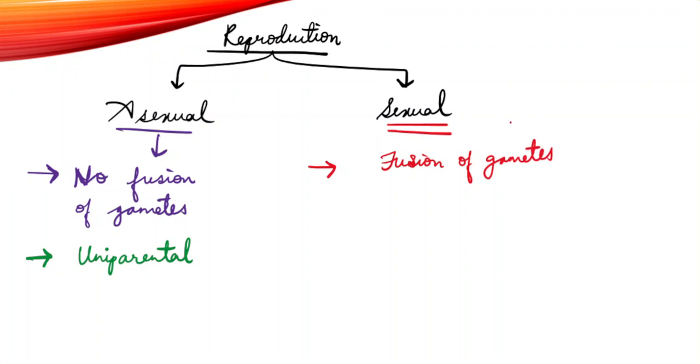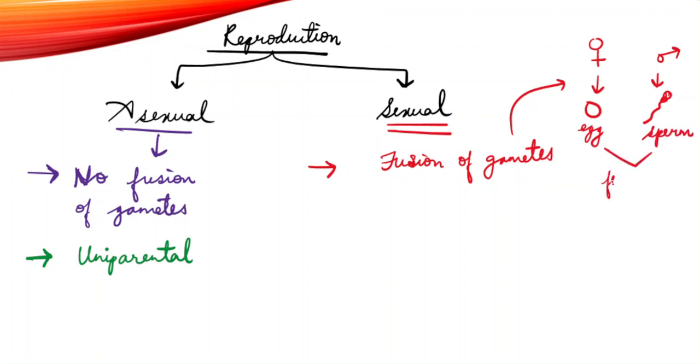Okay, fusion of gametes, I will explain it here. Suppose there is a female gamete, we say it as egg. We all know that the female gamete is the egg, and the male gamete is known as sperm in the case of humans. Their fusion means what? Fertilization occurs. It's a very important word here. Fusion of gametes means fertilization occurs.